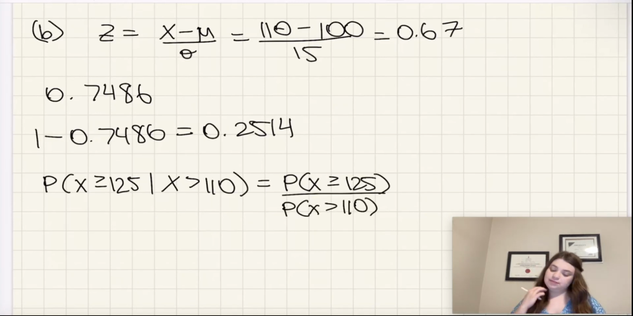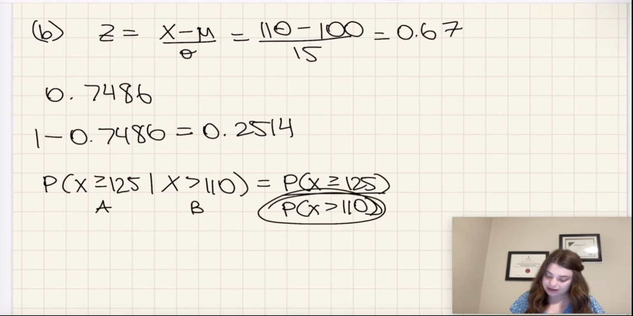Because here's the thing, on the top it's going to be A and B are met, and on the bottom just B is met, right? So this is A given B. Here we have just B is met, and here we have A and B. But keep in mind, if we were to combine these and say the probability that the IQ score is greater than 125 and greater than 110, well, all scores that are greater than 125 automatically meet the other requirement of being greater than 110.